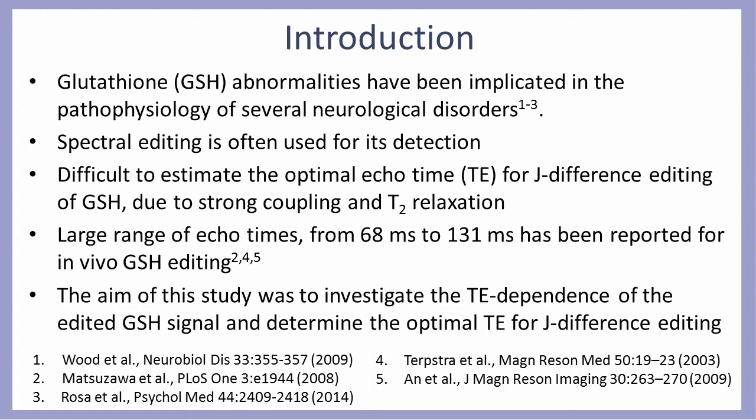Glutathione is the brain's main antioxidant, and glutathione abnormalities have been implicated in the pathophysiology of several neurological disorders. Spectral editing is often used to detect glutathione in vivo. However, it is difficult to estimate the optimal echo time for J-difference editing of glutathione due to strong coupling and T2 relaxation effects. As a result, a large range of echo times from 68 milliseconds to 131 milliseconds has been reported as optimal for in vivo J-difference editing of glutathione.